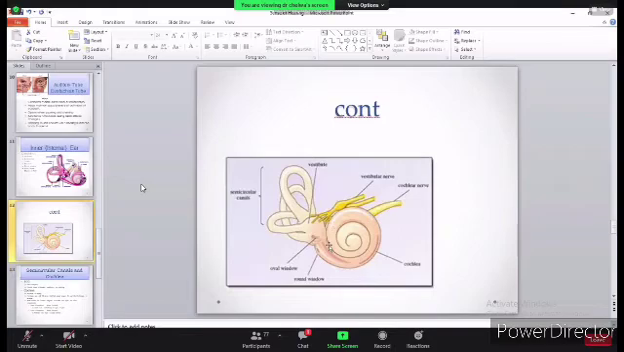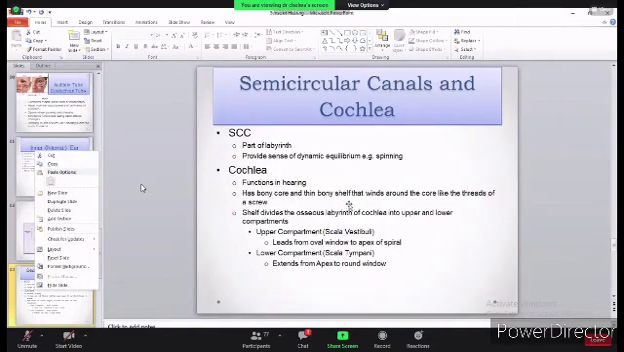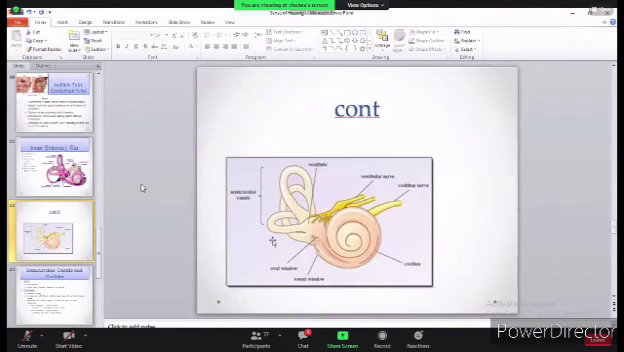The cochlea's function is hearing. So it has a bony core and a thin bony shelf that winds round the core like a thread on a screw. Remember I said you have a pen and a straw and you wrap it around your pen. That's how it looks. So the shelf divides the osseous labyrinth of the cochlea into upper and lower compartments. So this just means that when you unroll this shell, you will have a structure like this.